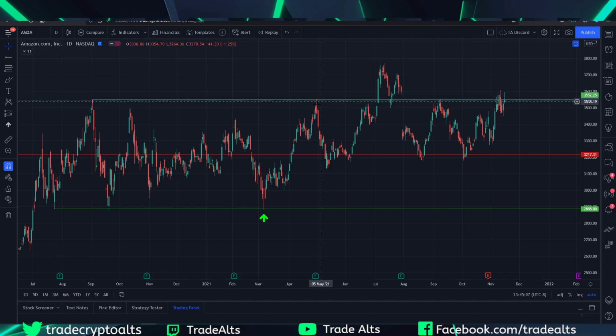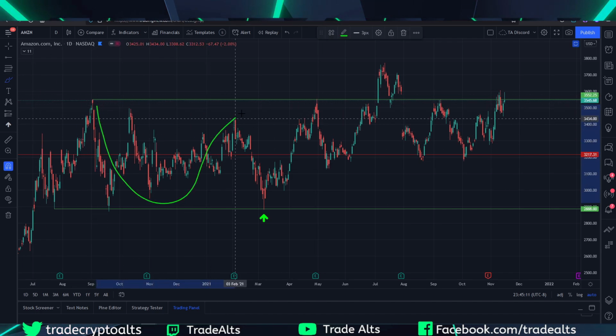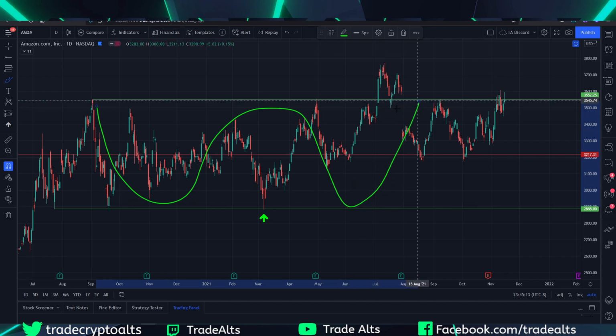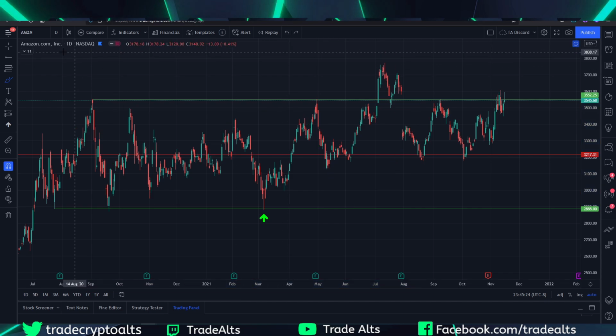But this definitely is a take profit level, because if you're looking for the range to continue, right? If you're looking for the range to continue, why would you hold the majority of the position once it reaches the top of the range? Because it's likely to roll back down to the downside, right?